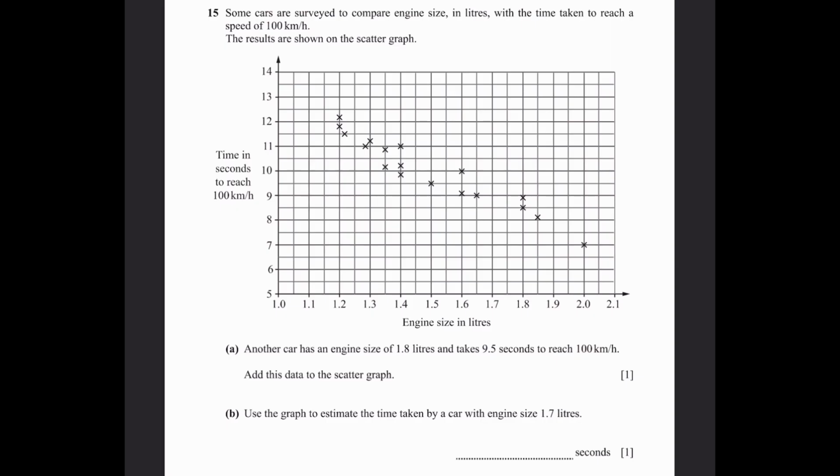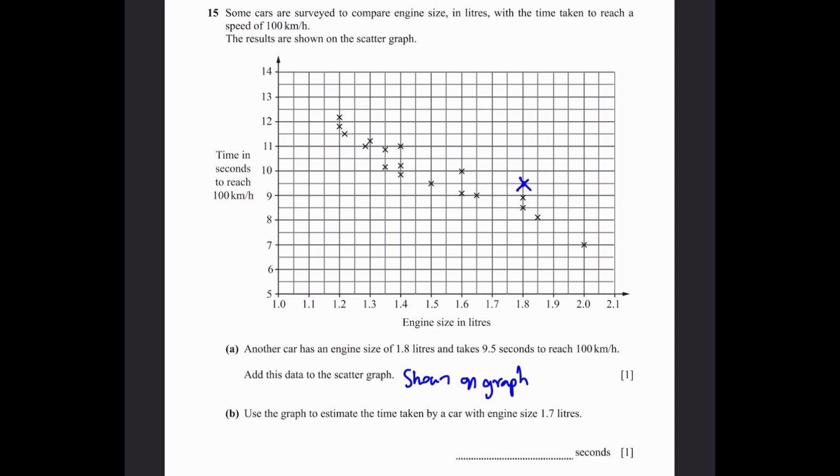Question 15. Some cars are surveyed to compare engine size in liters with the time taken to reach a speed of 100 kilometers per hour. Results are shown in the scatter graph. A. Another car has an engine size of 1.8 liters and takes 9.5 seconds to reach 100 kilometers per hour. Add this data to the scatter graph. So we have a 1.8 engine size and 9.5 over here. Where does it intersect? It intersects right there, and we can make a cross. So this is shown on the graph.